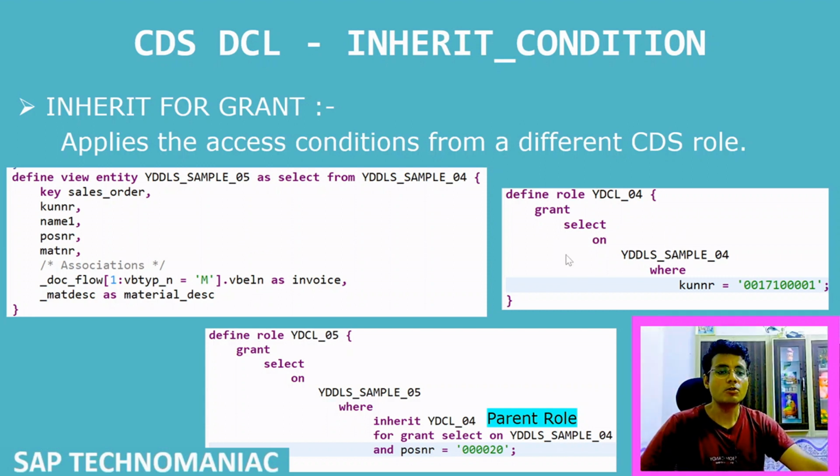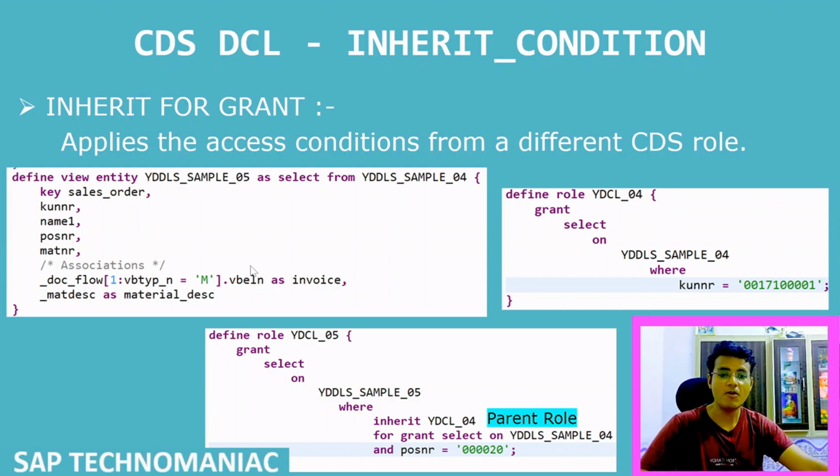So to apply whatever we have done in this DCL, we already discussed how to apply it using the access rule, the inherit rule. But the inherit rule has become obsolete, as we discussed in my last video. We will do this using the inherit condition. So how will we do this? This is the first type of inherit condition.